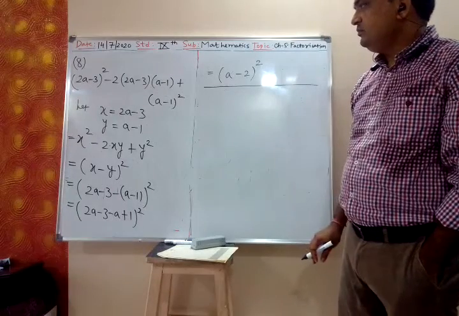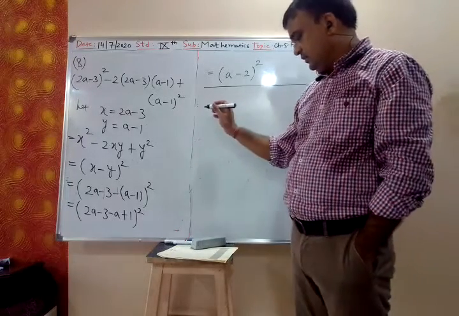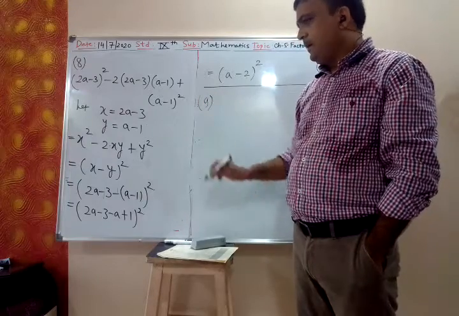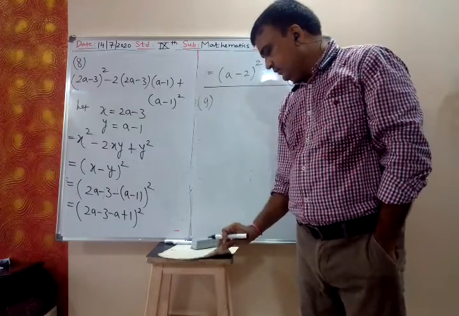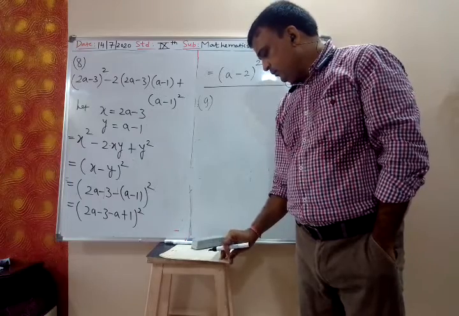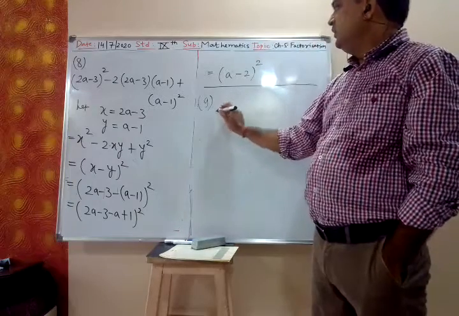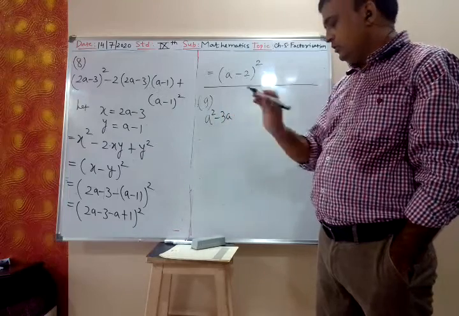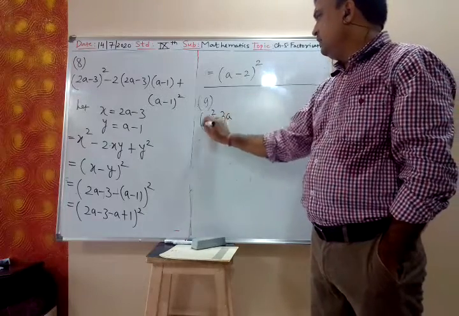Yes? Understood? Let me explain number 9. The 9th and 10th are homework. A minus 2 whole square, and stop there.